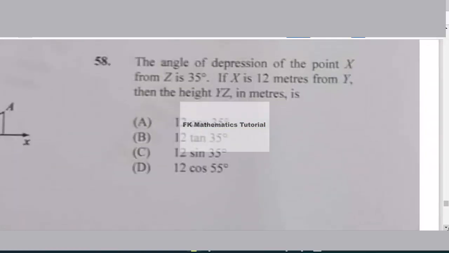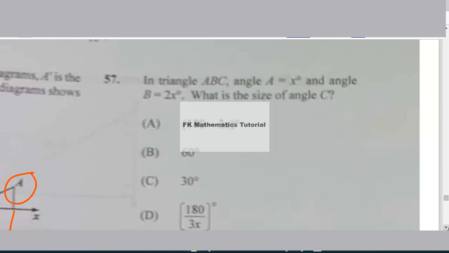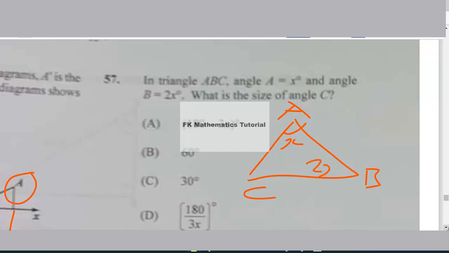Now let's look at item 57. In a triangle ABC, angle A is x and angle B is 2x. What is the size of angle C? This angle here. The sum should be 180.